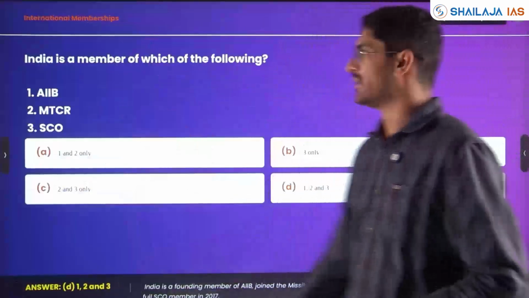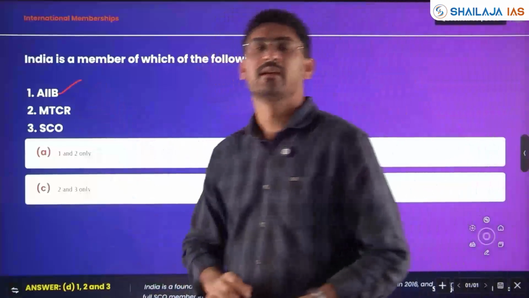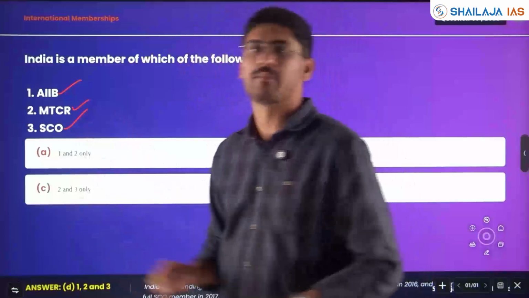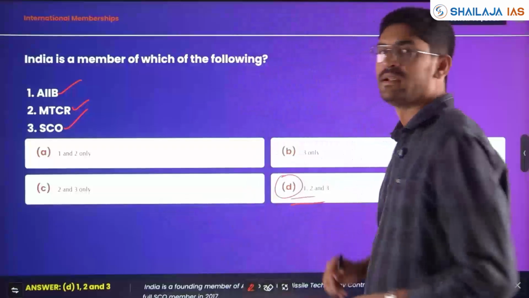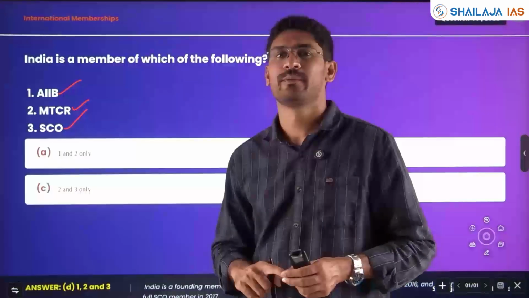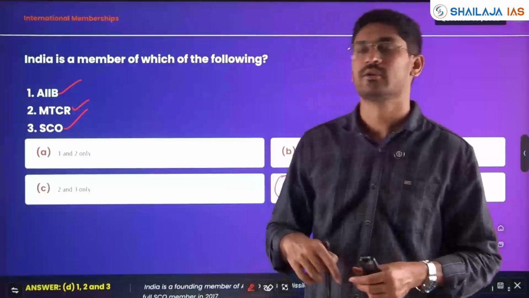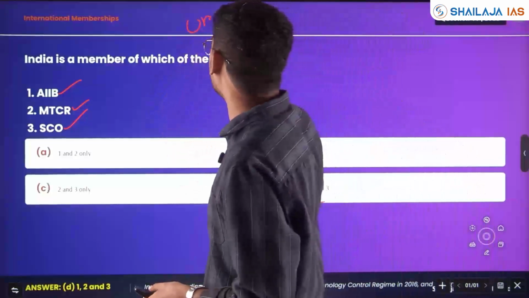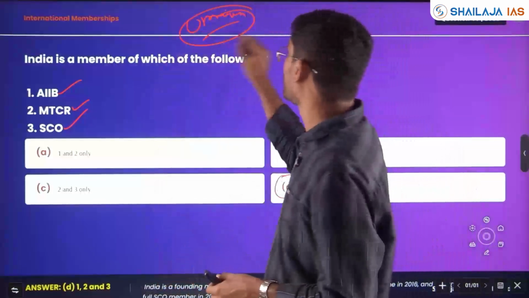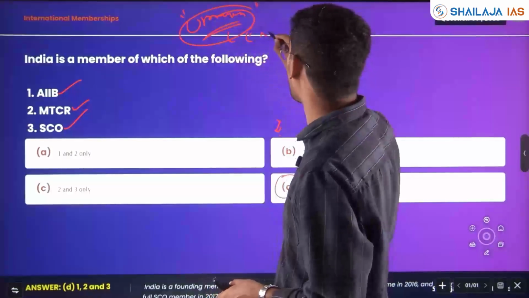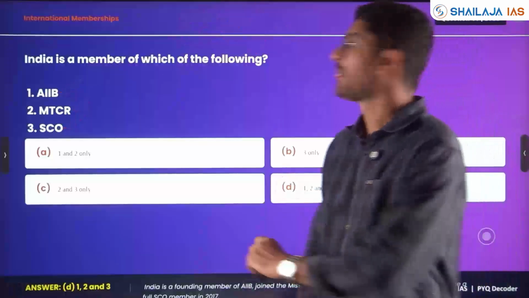India is a member of which of the following? AIIB, Asian Infrastructure Investment Bank, yes. MTCR, Missile Technology Control Regime, and SCO, Shanghai Cooperation Organization. It was a direct question, so all of the above, 1, 2, 3. Is India a member of the NSG, Nuclear Suppliers Group? No, that waiver has been given by the USA to India to ensure we get uranium for civilian, peaceful purposes, for energy generation. For generation of energy, we will be able to use the uranium.